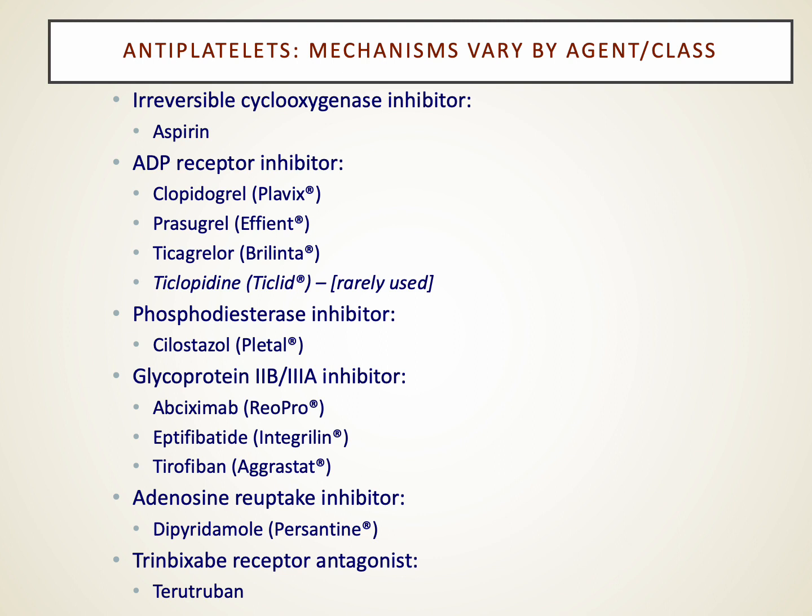We also have a couple of other agents that you will see less often used in practice, and the remaining things on this slide are less commonly seen. We have a phosphodiesterase inhibitor, Pletal, that's sometimes used as a platelet inhibitor, particularly for folks who have peripheral vascular disease, although in clinical practice we don't see that used much anymore.